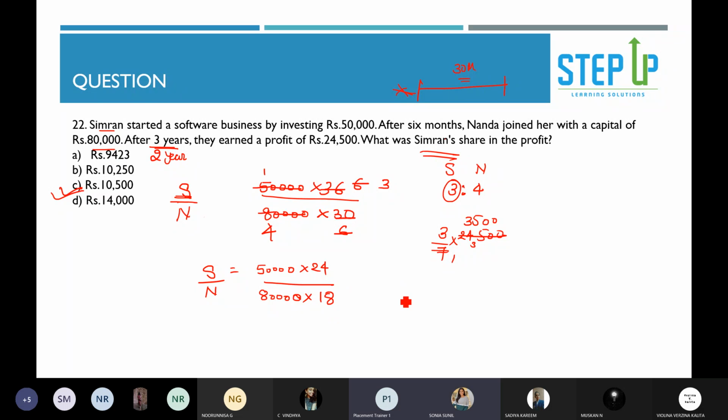All right. You can take it in decimal also. Instead of 3 years, this will be like 2.5 years. It will give you the same answer. No worries. So here you can take 2 years, and here you can take 1.5 years. Your answer will be the same.